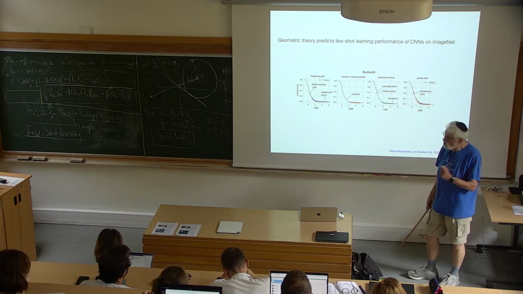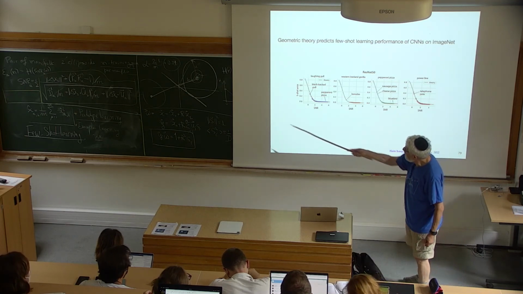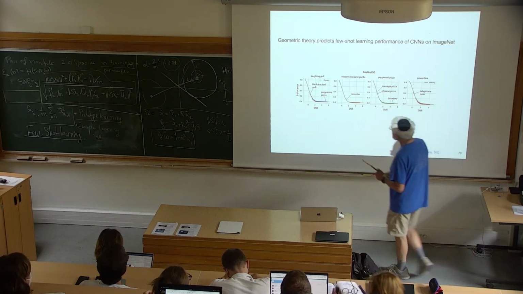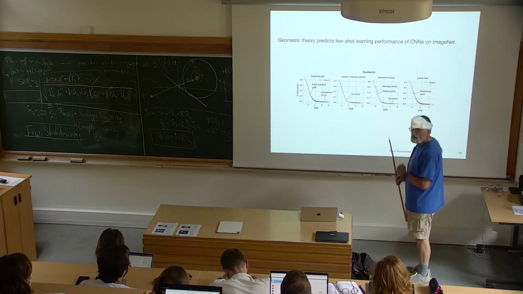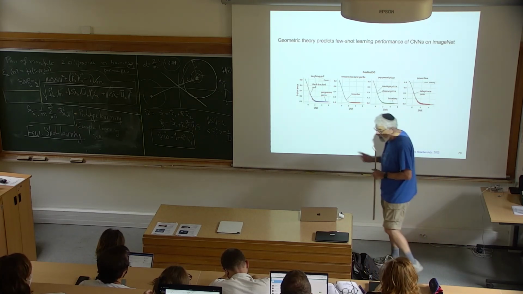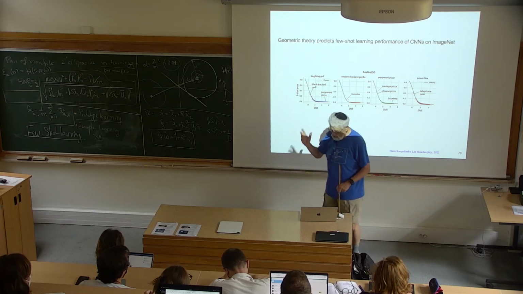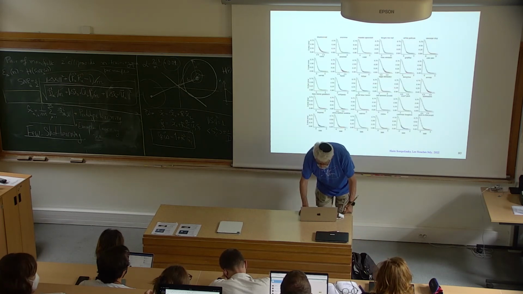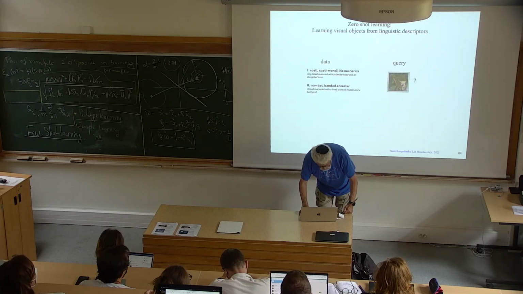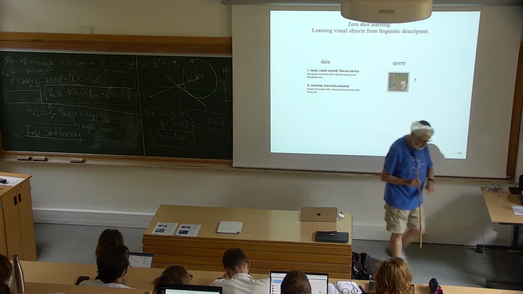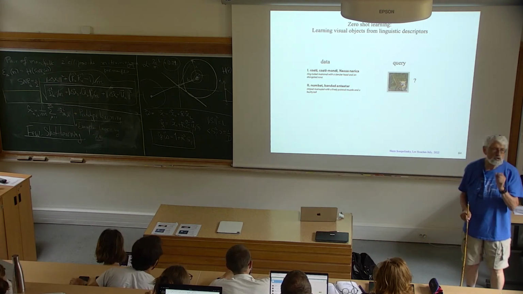So the geometric features predicted by your expression really are predictive of the performance in few-shot learning of the real data. It's surprising, because these are relatively naive measures. More examples? Okay, I don't have time for that. Because I have only a few minutes, I want to show you zero-shot learning.